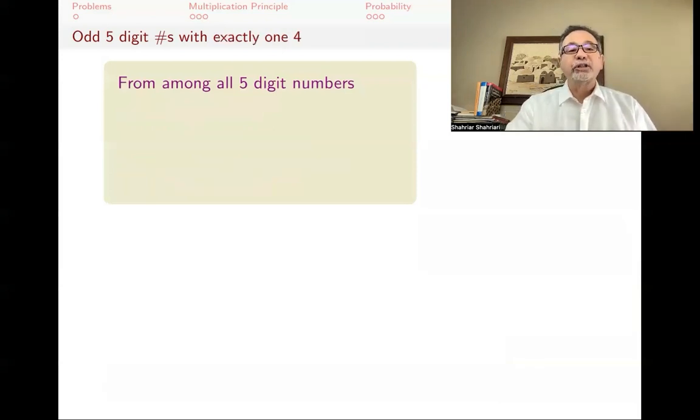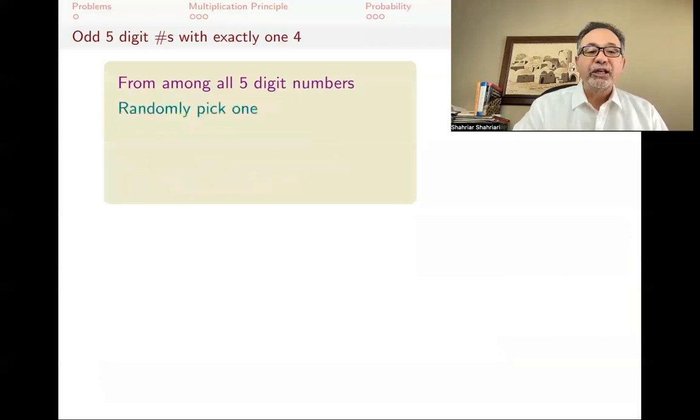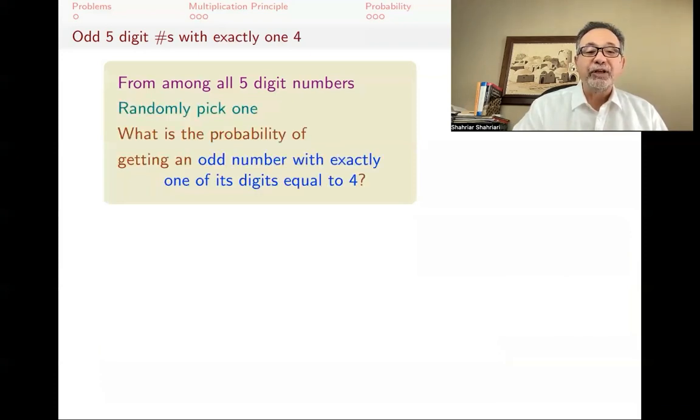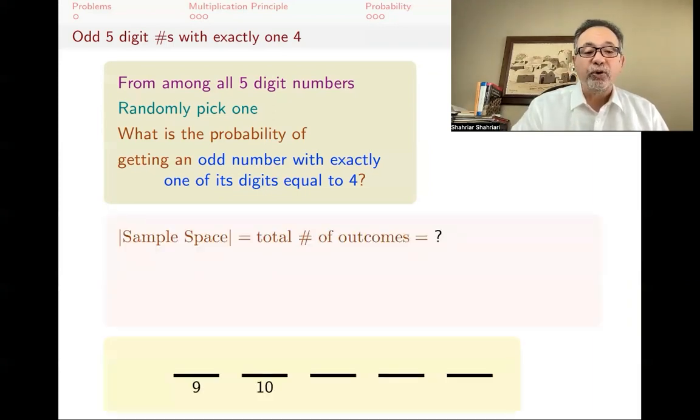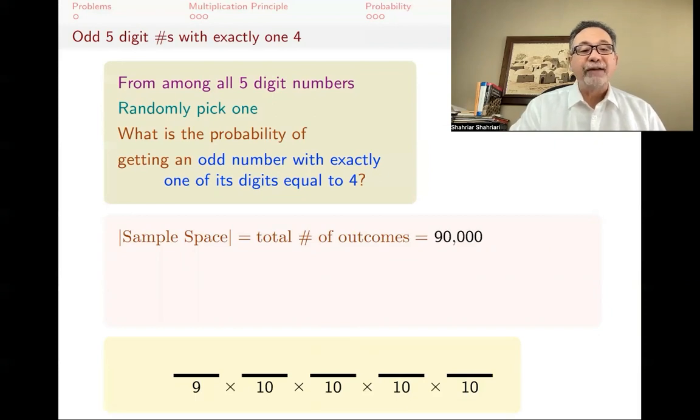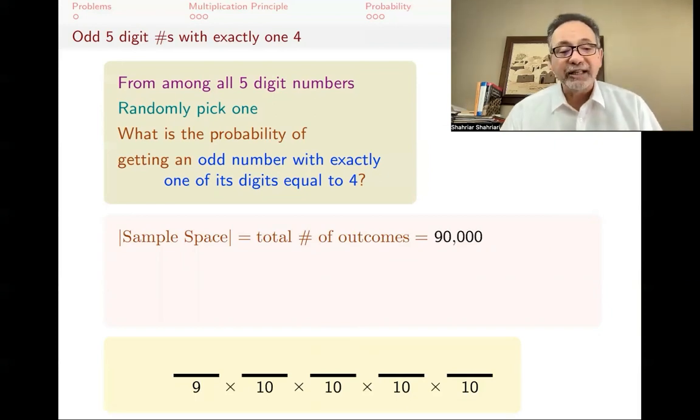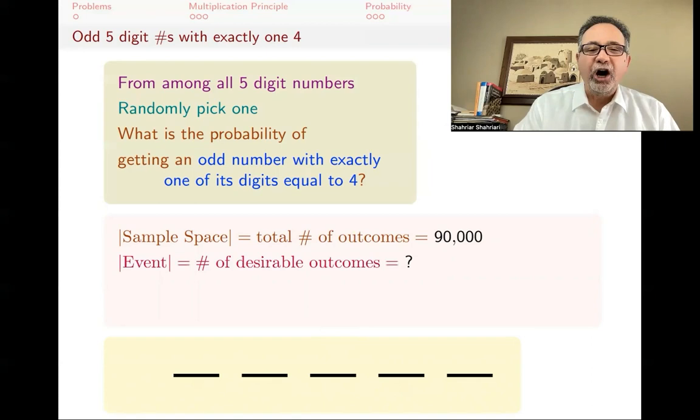Our final question: from among all 5-digit numbers, randomly pick one. What's the probability of getting an odd number with exactly one of the digits equal to 4? What's the size of the sample space? Same as before. I have 90,000 5-digit numbers. Hasn't changed since the previous slide. But how do I know how many odd numbers do I have with one of its digits equal to 4?